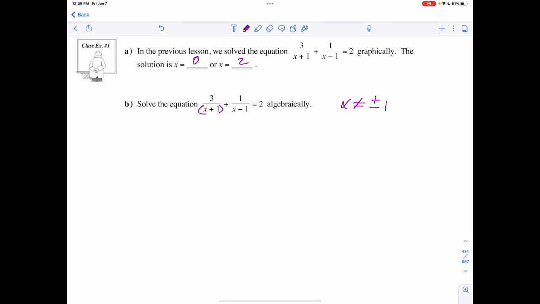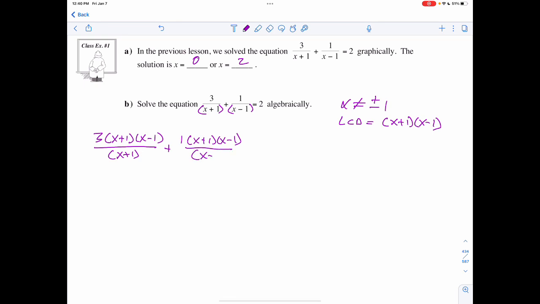Now, I have two different factors here, which means that my lowest common denominator is going to be x plus 1 and x minus 1, which is what I'm going to multiply into every term. So I'm going to have, for the first term, 3 times (x plus 1)(x minus 1) over x plus 1, plus 1 times (x plus 1)(x minus 1) over x minus 1 is equal to 2 times (x plus 1)(x minus 1). Remember, I need to multiply it into every single term that exists.